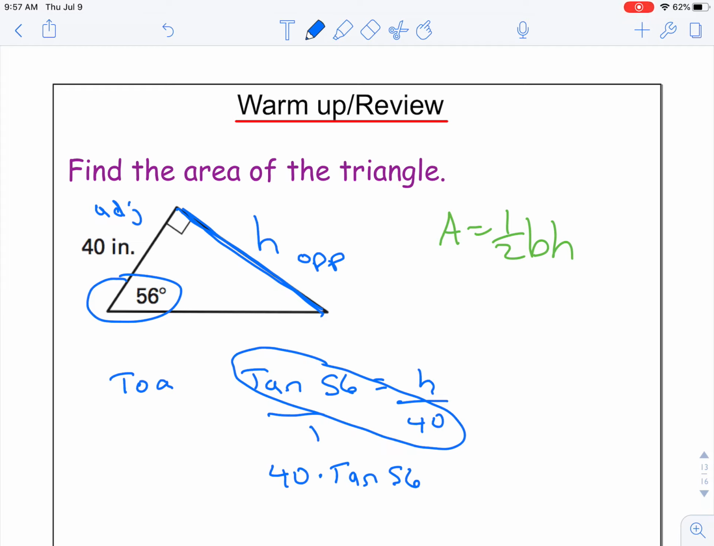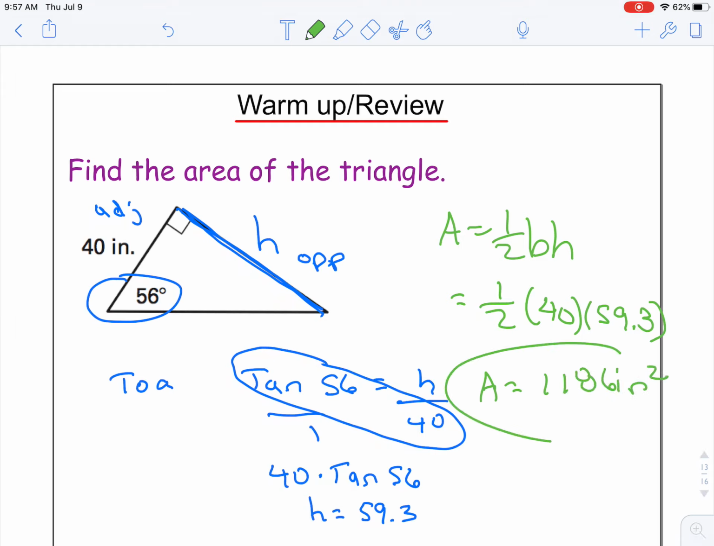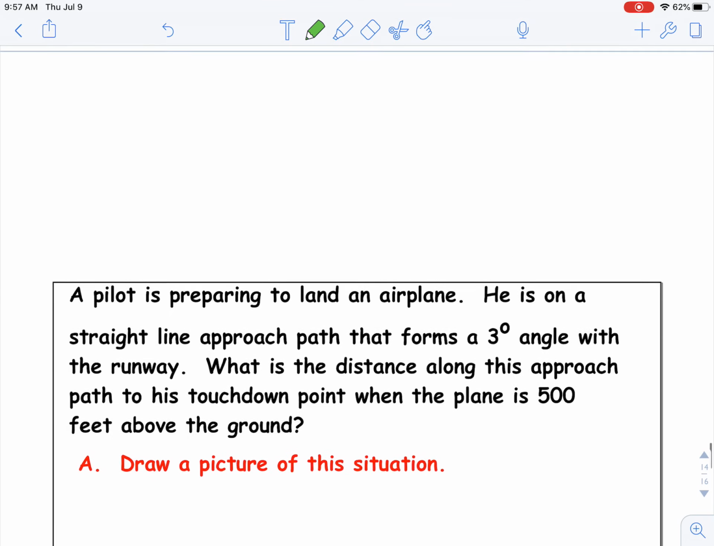And that should give you 59.3. So h is 59.3. So now I can find my area is equal to 1/2 the base, which is 40, times the height, which is 59.3, which gives you an area of 1,186 inches squared.